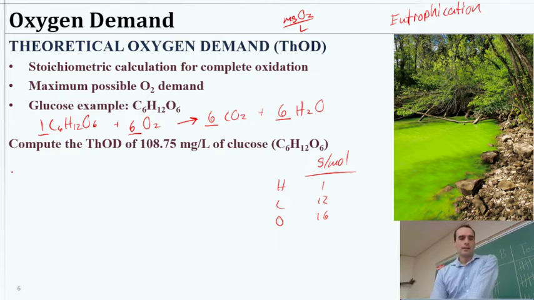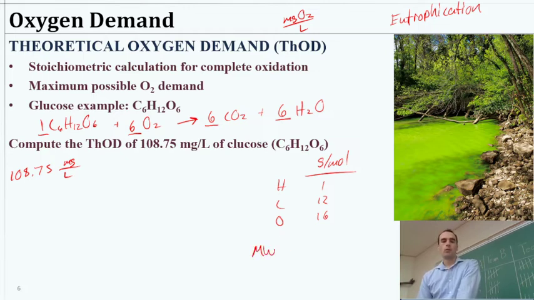So with that, we can take our 108.75 milligrams per liter of the glucose. We're going to find the amount of moles we have of that and convert that into oxygen to see how many moles of oxygen we need to supply, and then convert that back to milligrams of oxygen. So the molecular weight for glucose, if we do that, should be 180 grams per mole, if I did that calculation correctly.